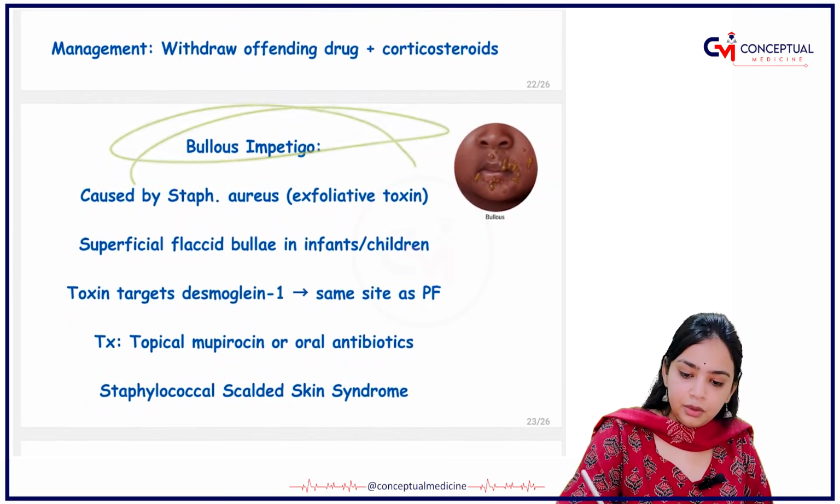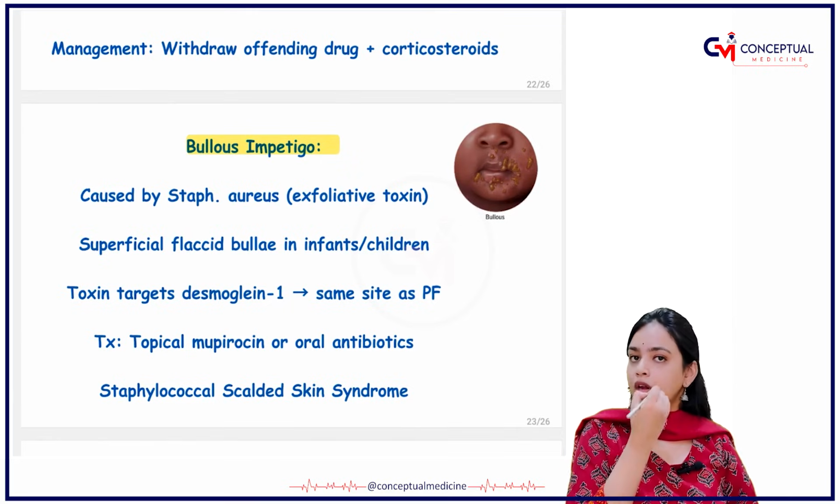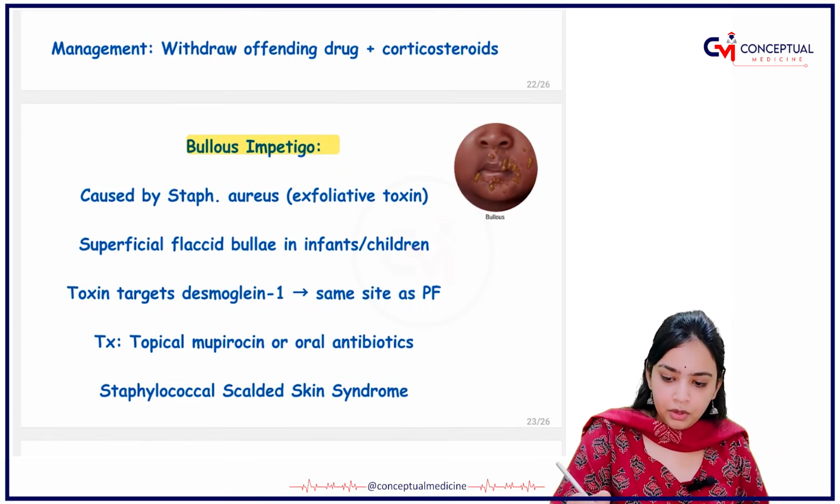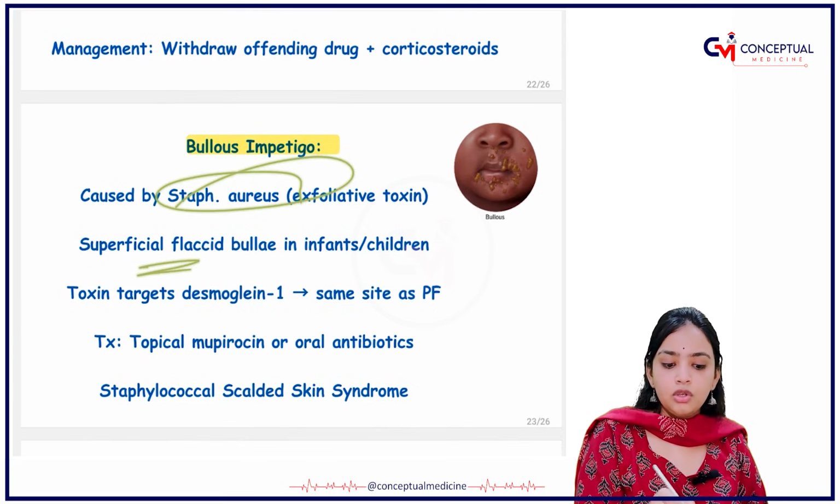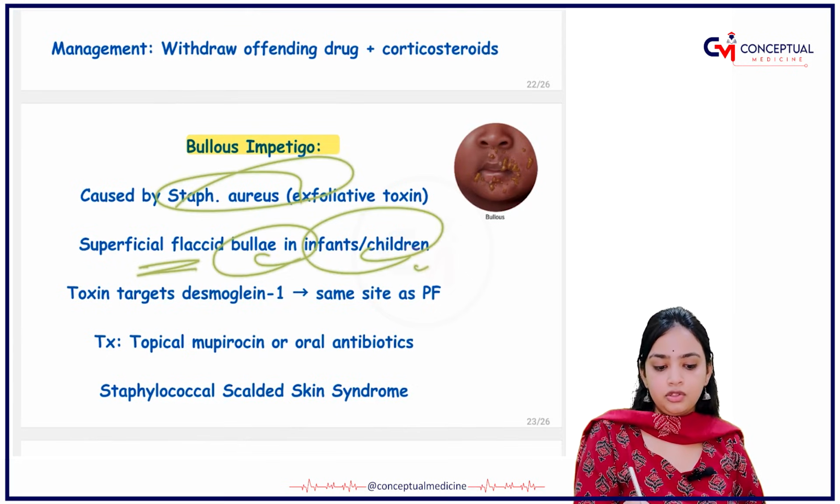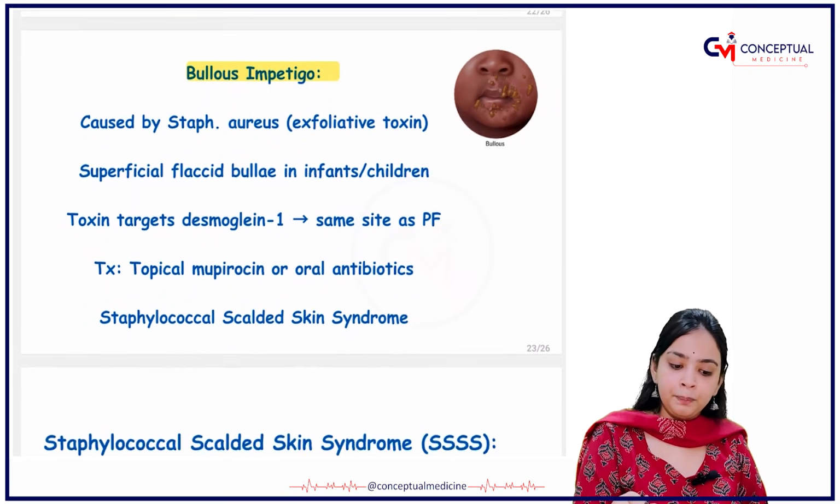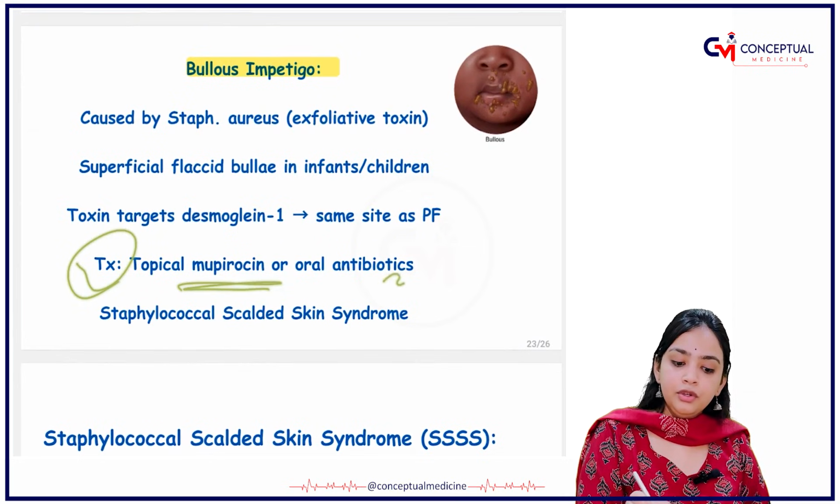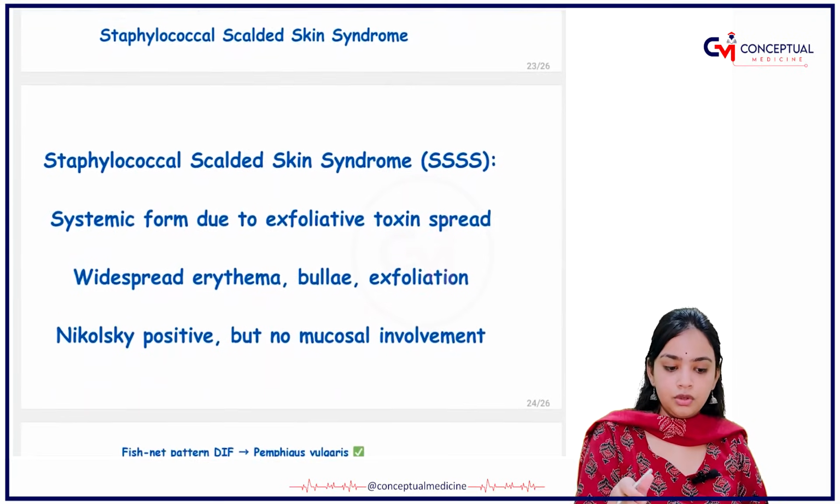In bullous impetigo, see this child, he is having ulcers around his mouth, right? Bullous impetigo is caused by Staph aureus, with superficial flaccid bullae in infants or children. The toxin targets Desmoglein 1. For the treatment, you can give topical mupirocin and oral antibiotics, right?